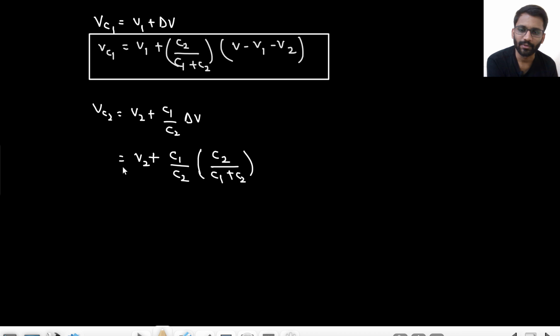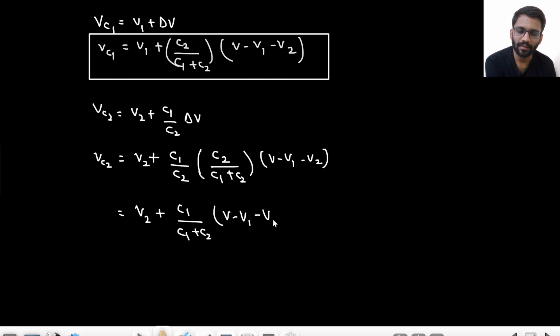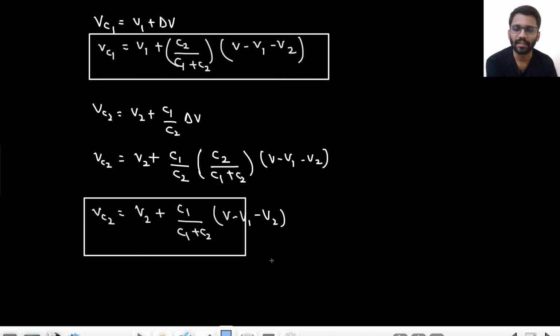Okay, no problem. So what will be VC2? It is V minus V1 minus V2. So it would be V2 plus C1 upon C1 plus C2 into V minus V1 minus V2. This will be your VC2 value. That's the steady state value.